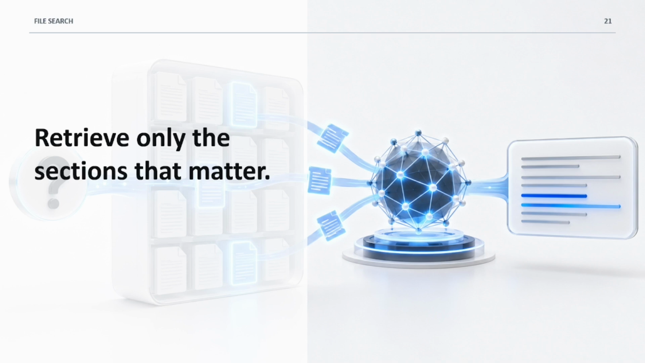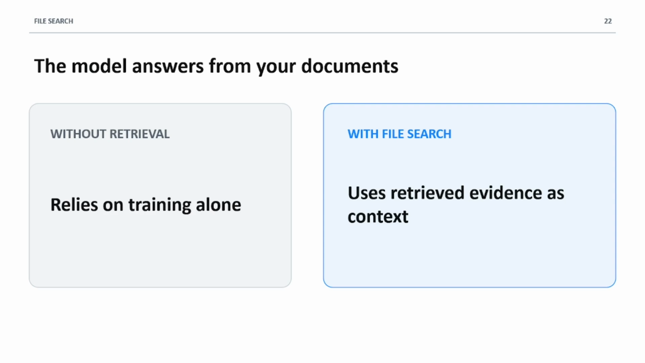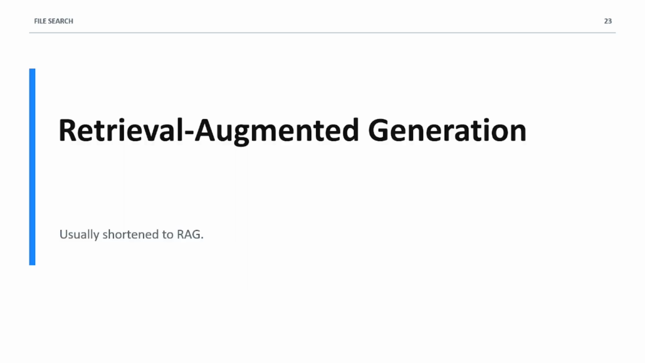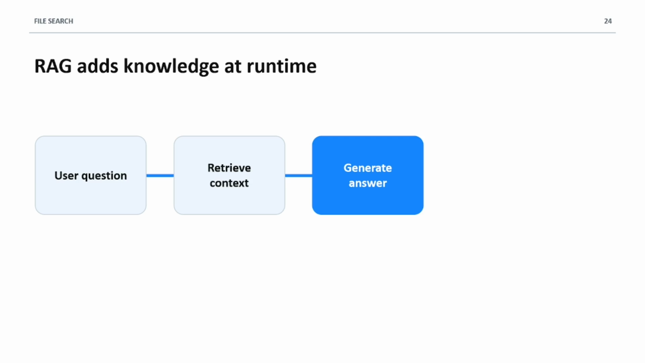Rather than reading every document from beginning to end, the file search tool searches the vector store, identifies the most relevant sections of your uploaded documents, and provides only those sections to the language model as additional context. The language model can then use that retrieved information to generate an accurate response based on your own documents, rather than relying solely on what it learned during training. This approach is known as Retrieval Augmented Generation, or RAG. Rather than trying to retrain the model every time you want it to know something new, we simply retrieve the relevant information at runtime and provide it to the model as context.